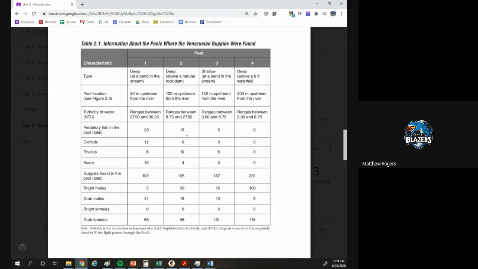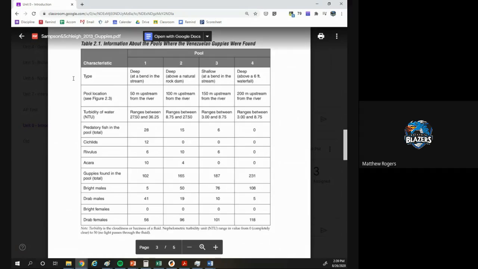So I hope that this kind of made sense. We're going to keep practicing CERs. This is not the only time we're going to do it. I just wanted you guys to get a brief explanation of how this works.